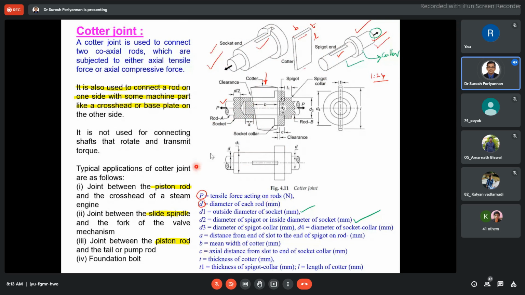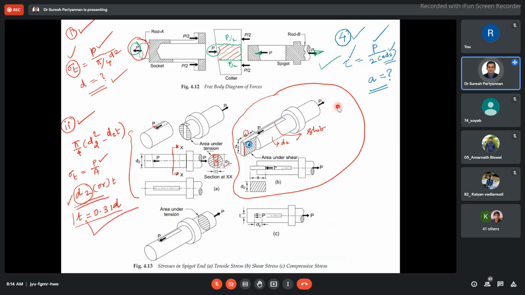We need this information. And the axial distance here, once we are inserting the cutter, what is the distance between this slot end and the socket collar? This is dimension C. Thickness of the cutter is T, and T1 is the thickness of the spigot collar. These are the notations we keep in mind. Now one by one we discuss.